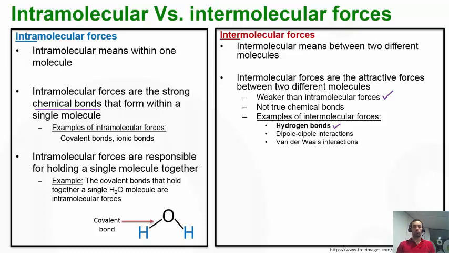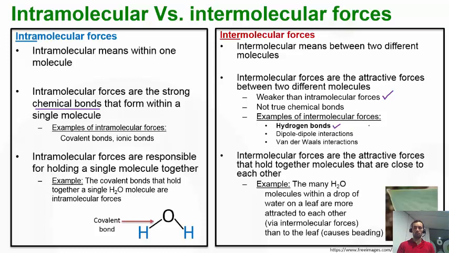Don't let the name fool you though, because even though it's called a hydrogen bond, it's not a true chemical bond. So a little bit confusing there. A hydrogen bond is weaker than a covalent bond or an ionic bond, but it is the strongest type of the three intermolecular forces. So out of the dipole-dipole, van der Waals, and hydrogen bonds, the hydrogen bond is the strongest intermolecular force. So essentially, you can think of the intermolecular forces as the attractive forces that are holding multiple molecules together.